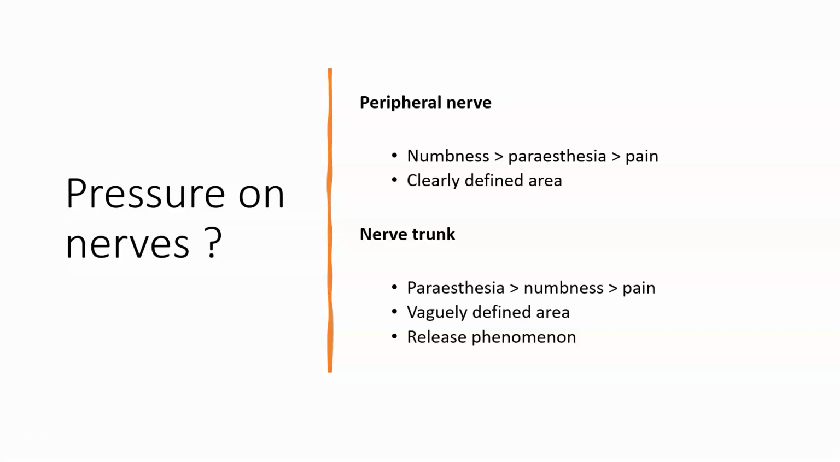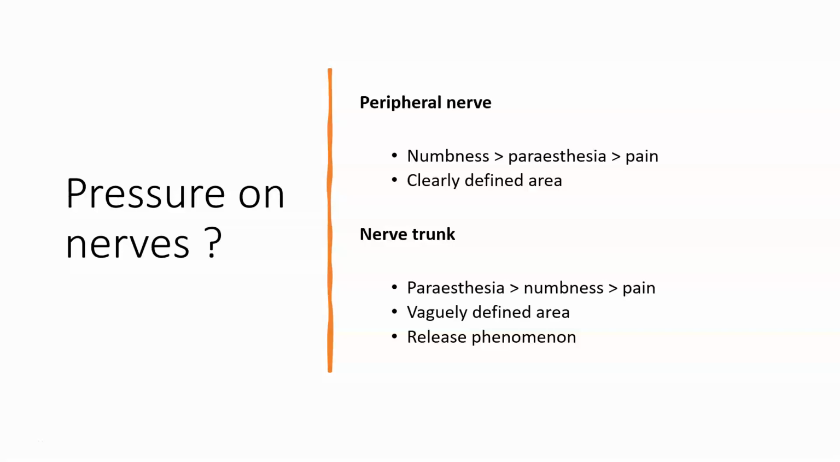If the patient has pressure on a nerve trunk, then paresthesia are the main symptoms, more than numbness and pain. And this time he's not able to clearly define the area. It's more vaguely described. It's somewhere over there in this finger, but it's more vague. And typical pressure on a nerve trunk is a release phenomenon. And we all know that.